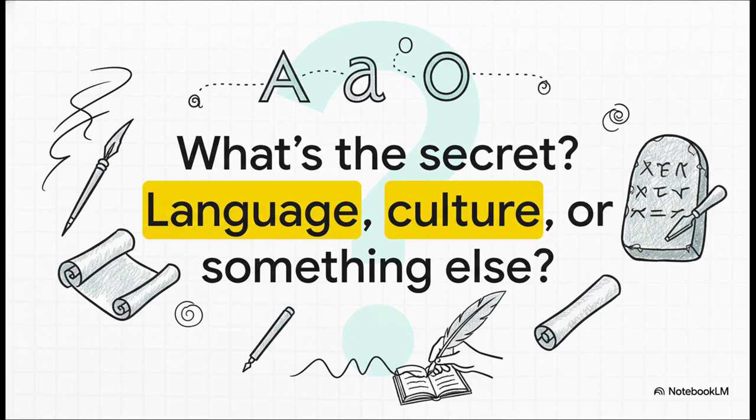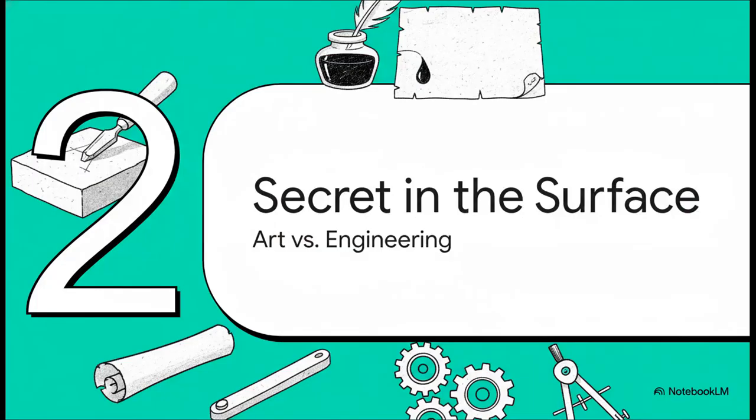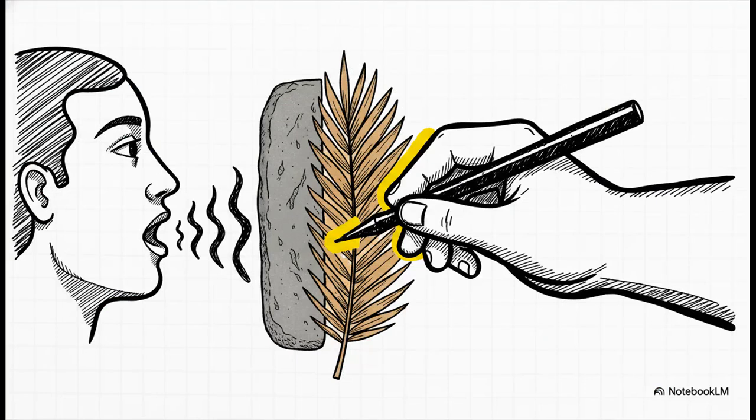Is it just an artistic choice? Is one style maybe older than the other? What is going on here? Well, the answer is actually so much simpler and honestly way more clever than you might think. This isn't really about art, it's about engineering. And there it is. That's the big secret. The shape of our letters has almost nothing to do with the sounds they make and everything to do with the canvas that the very first writers had to work with.